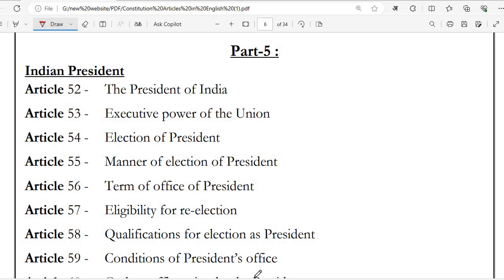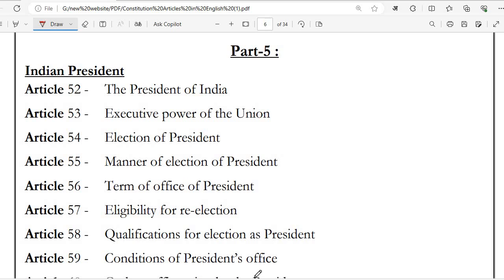Article 56, term of office of president. The president's term is 5 years, and before the 5 years the term may be ended by his resignation, by accidental death, or by removal, and he may be elected for any number of terms. So there is no bar. Article 57, eligibility for re-election, yes, possible.